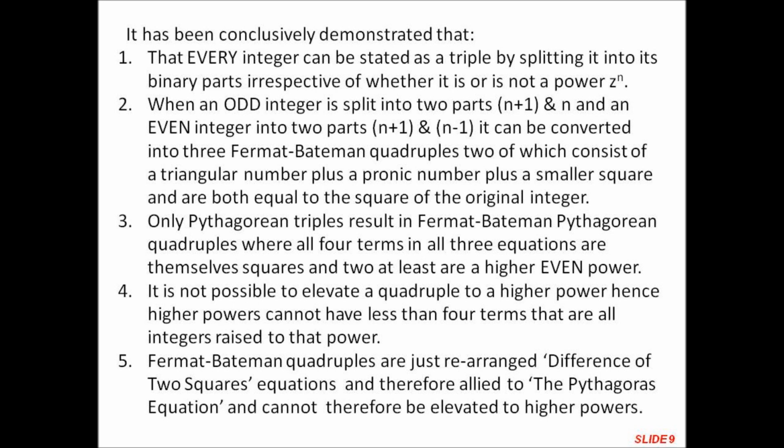3. Only Pythagorean triples result in Fermat-Bateman Pythagorean quadruples, where all 4 terms in all 3 equations are themselves squares, and 2 at least are a higher even power. 4. It is not possible to elevate a quadruple to a higher power, hence higher powers cannot have less than 4 terms that are all integers raised to that power. 5. Fermat-Bateman quadruples are just rearranged difference of 2 squares equations, and therefore allied to the Pythagoras equation, and cannot therefore be elevated to higher powers.